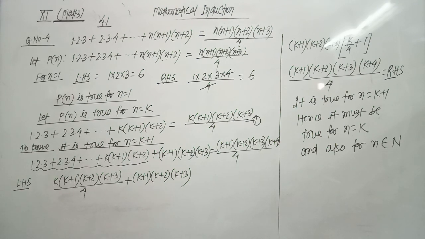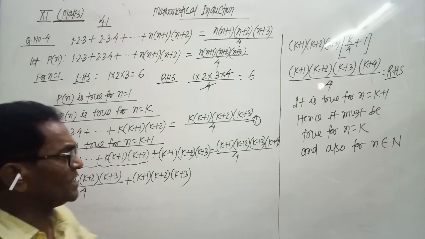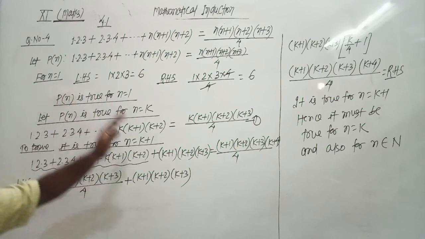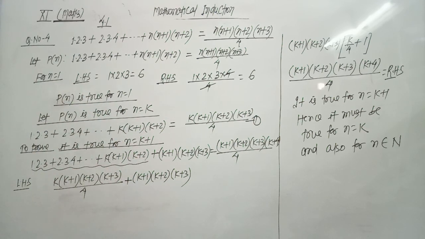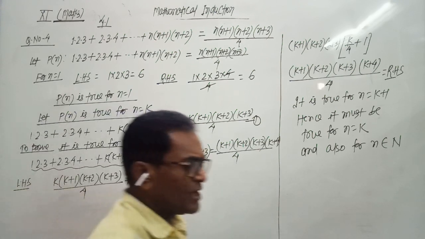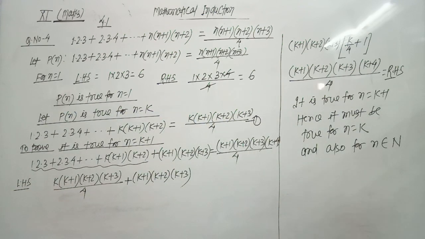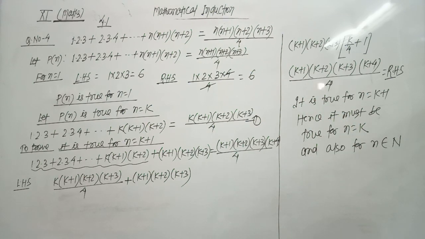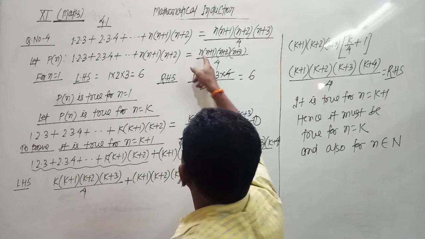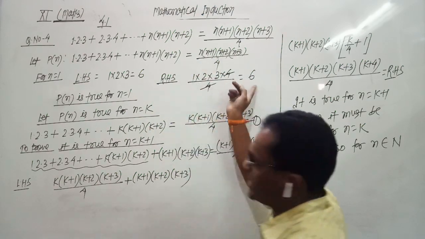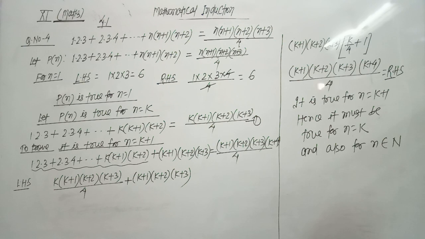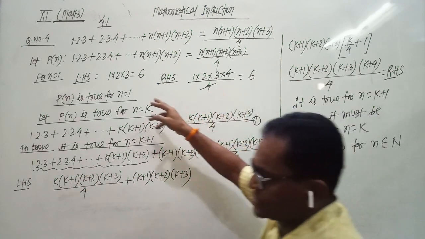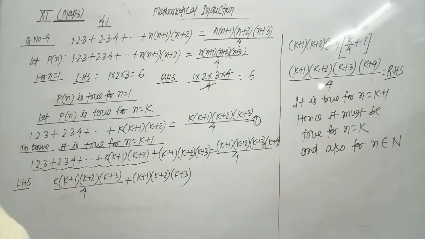So in all the questions, there is a common step. In the first step, we prove it is true for n equals 1 by putting the value of n on both the sides. On the left side, in the last term, we put n equals 1, we get 6. And on the RHS, when you put n equals 1, we get 6. So since for n equals 1, LHS equals RHS, we write Pn is true for n equals 1. For the next step, let Pn be true for n equals k.